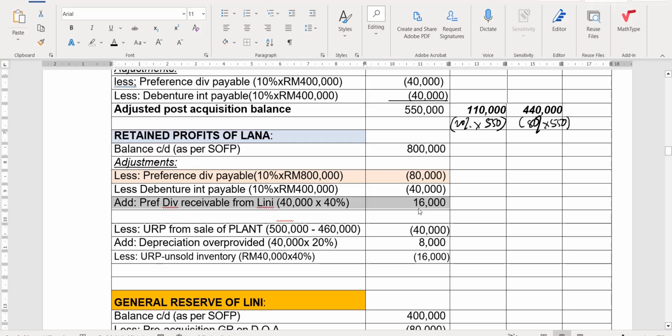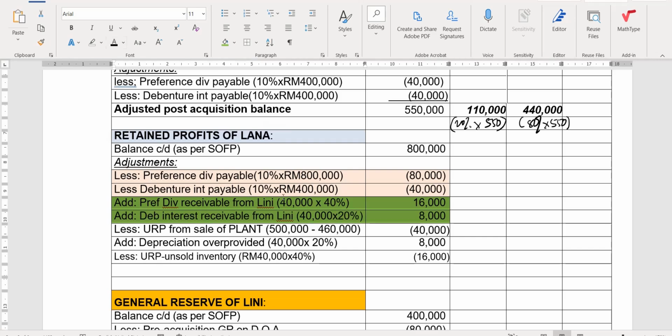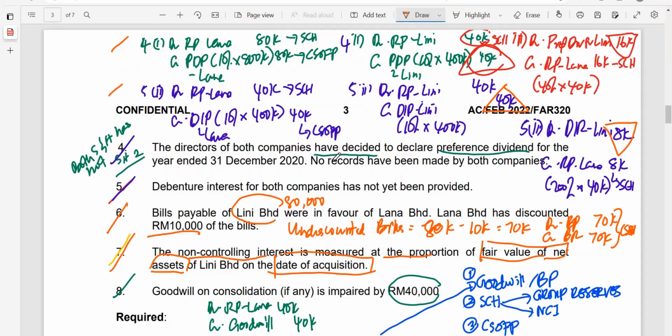Next, you can see the debenture interest by the subsidiary. That is the amount here. And this is the one that the parent took from the subsidiary. I will color differently for that part, the one that was taken from the subsidiary. Right, so you take 40,000. You can also check the workings here again, in this section.